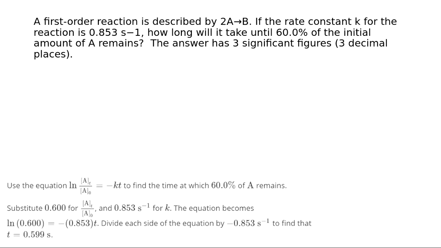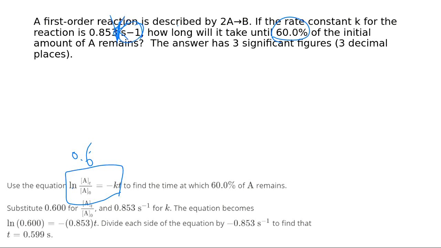First order reaction again. The only reason I brought this up is because it says 60%. What does 60% mean? It means that At to A0 is 0.6. That's the only point of this problem that is different from the others. So you do natural log of 0.6 equals negative kt. That's all that's new in this problem. Everything else is the same because the value for k is given to you from the unit.